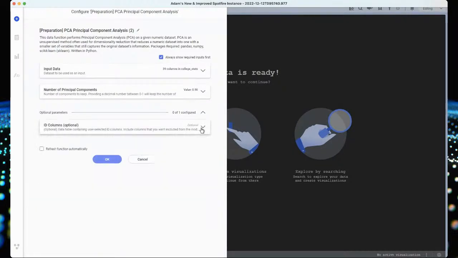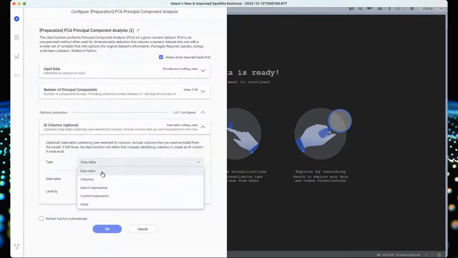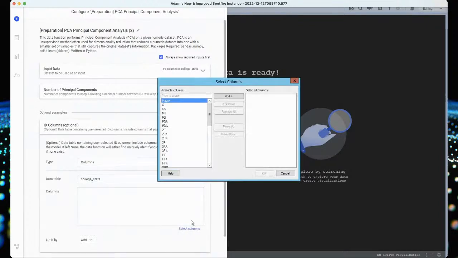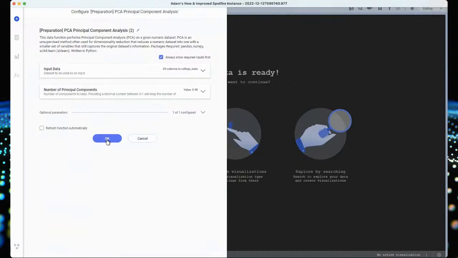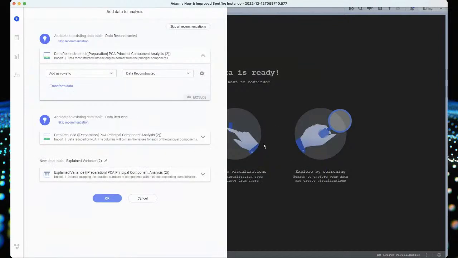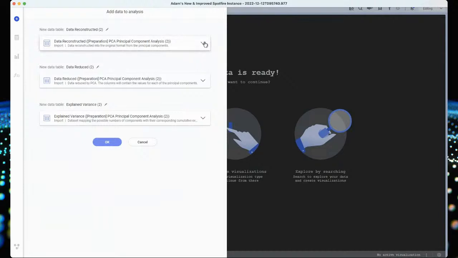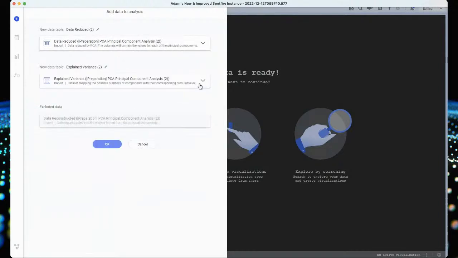Then optionally, you can add in ID columns. I will here because I know there's a player column that I could add as an ID. Now I've made all the configurations, and it's very simple. I can click OK, and it'll run the data function, and it's already completed. I'll skip these recommendations for now, and I won't look at the reconstructed data, but that comes out with the data function.